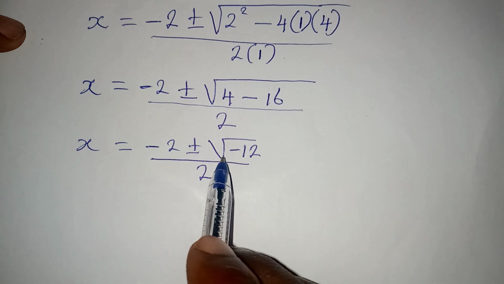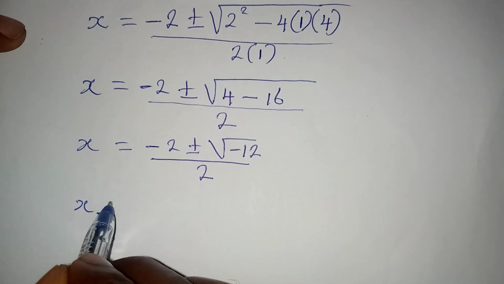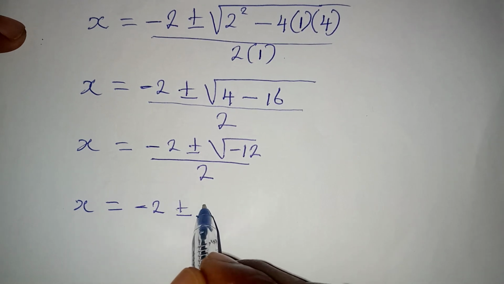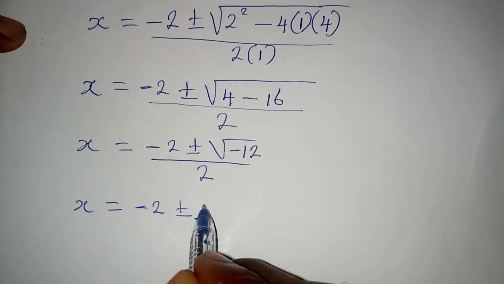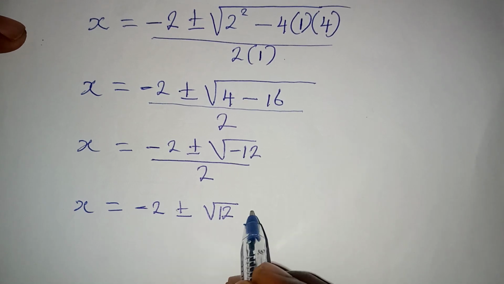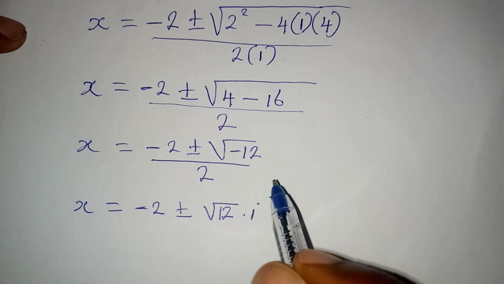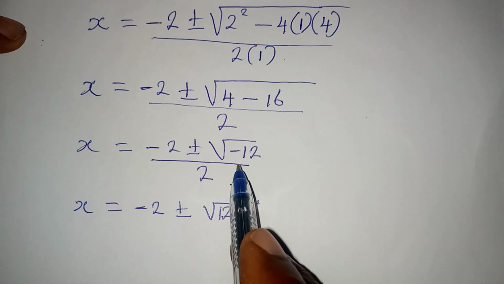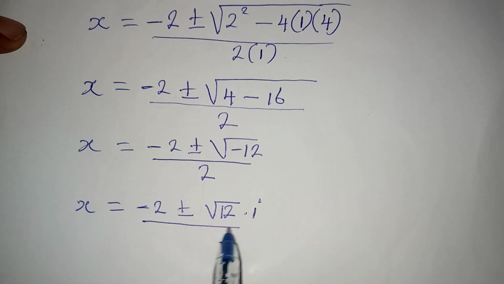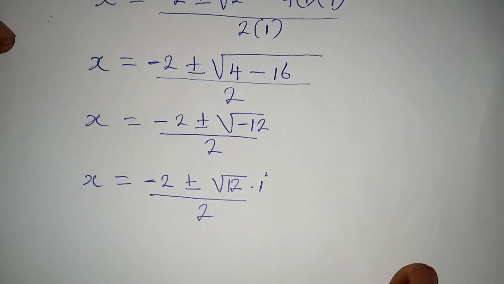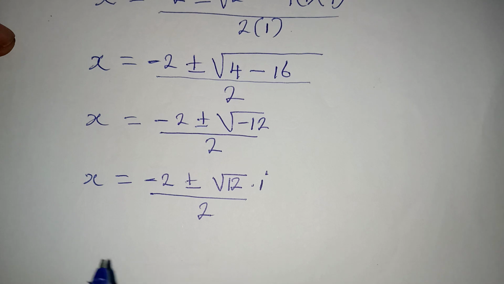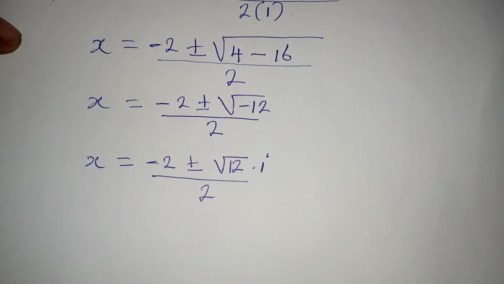Right, now, let's take a step further. How do we get the square root of minus 12? x will be equal to minus 2, positive or negative. The square root of minus 12 is going to give us square root of 12 multiplied by i, because the square root of negative 1 is i. So the negative is no longer there, and we have this over 2. Now we can have this in two places because we're having positive or negative. So let's get all the 3 solutions to this problem.